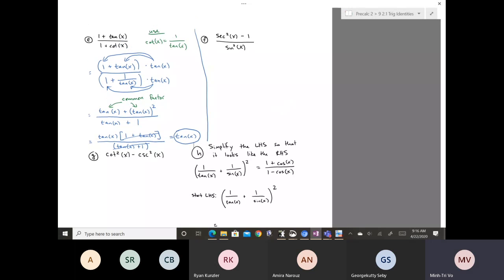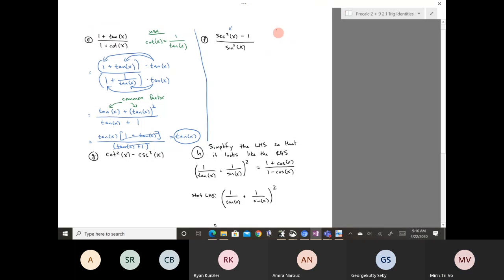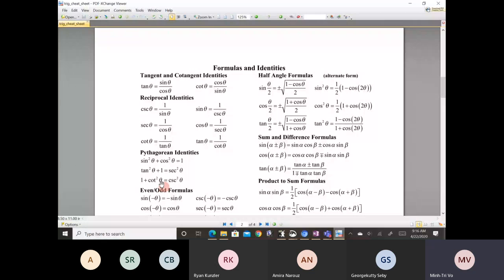Okay, so looking at F and G, I see I have the square of the trig functions, right? So this is where I want to look at the Pythagorean identities. Okay, so what Pythagorean identity do I have for secant squared? So what do I have for secant squared? I have this identity, right?